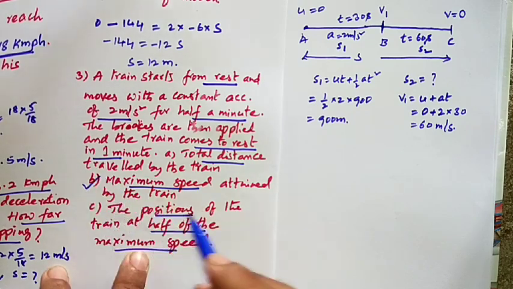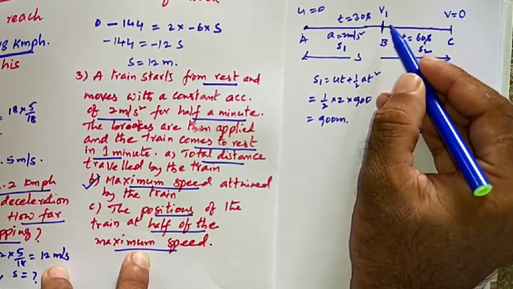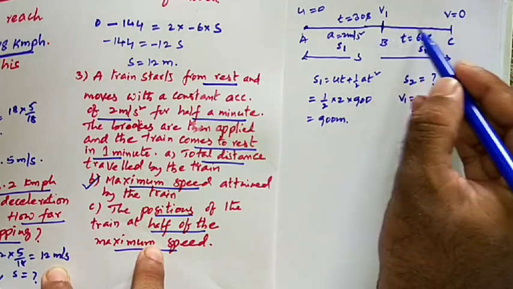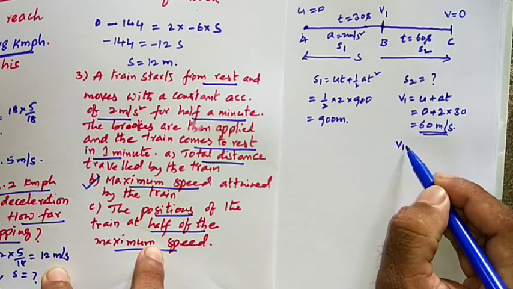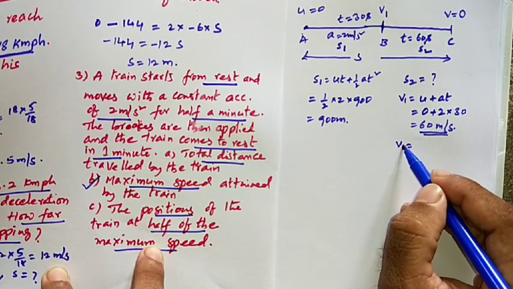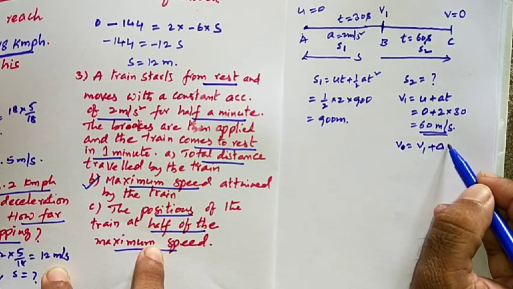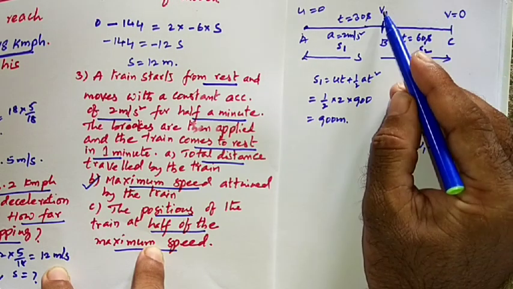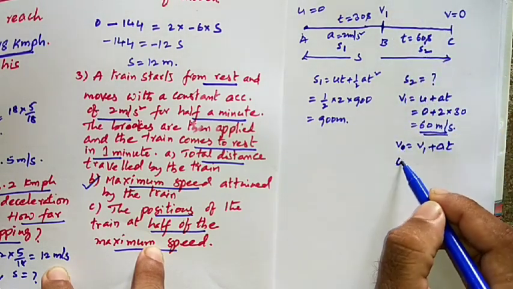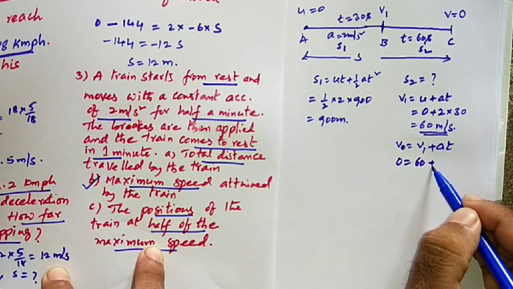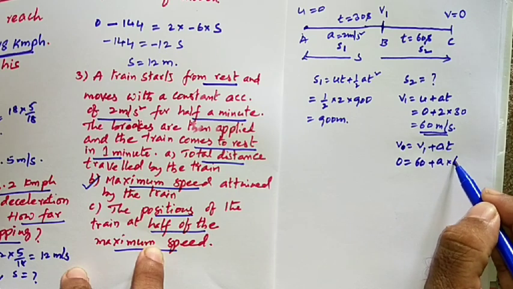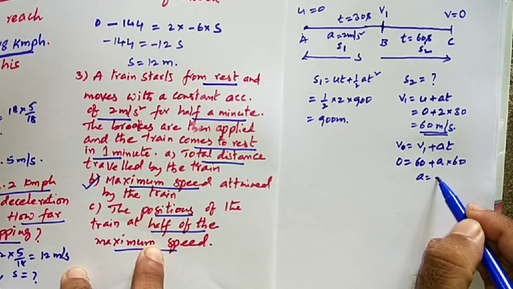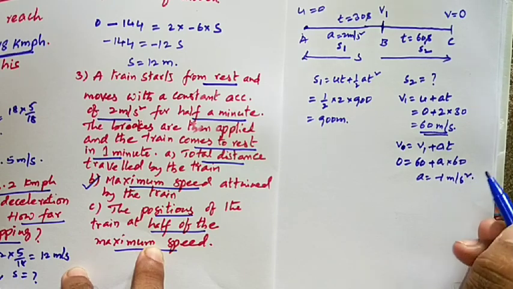Already the maximum speed is answered. What is the maximum speed attained by the body? 60 meters per second. Now we want to calculate deceleration for this case. How? V is equal to U plus AT. That means V is equal to V1 plus AT. This is V, this is U for the case. Now 0 is equal to V1, 60 plus A, we don't know for this case, into T, which is 60. Therefore, from this A is equal to minus 1 meter per second square.